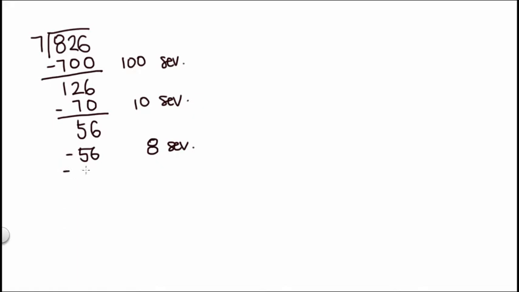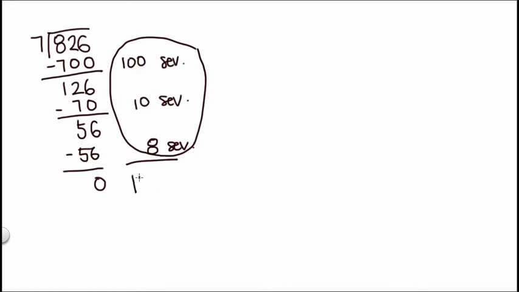And then finally, we're done with the division, right? But we still have to find out how many total 7s we had to put in to get to 826. So if we add all this up, we get 118 sevens. So in other words, it takes 118 units of 7 to get to 826. And so to check our operation, you could do 118 times 7 to make sure you get 826.